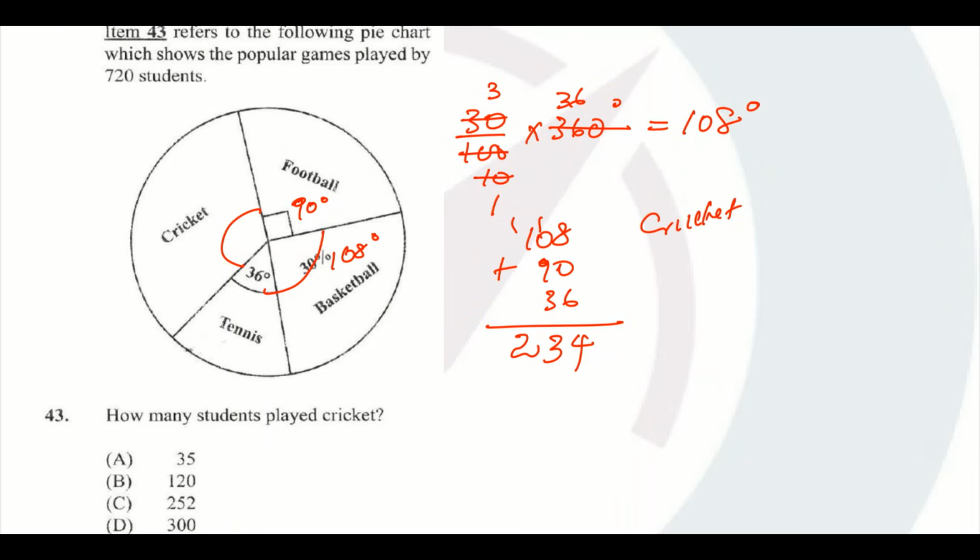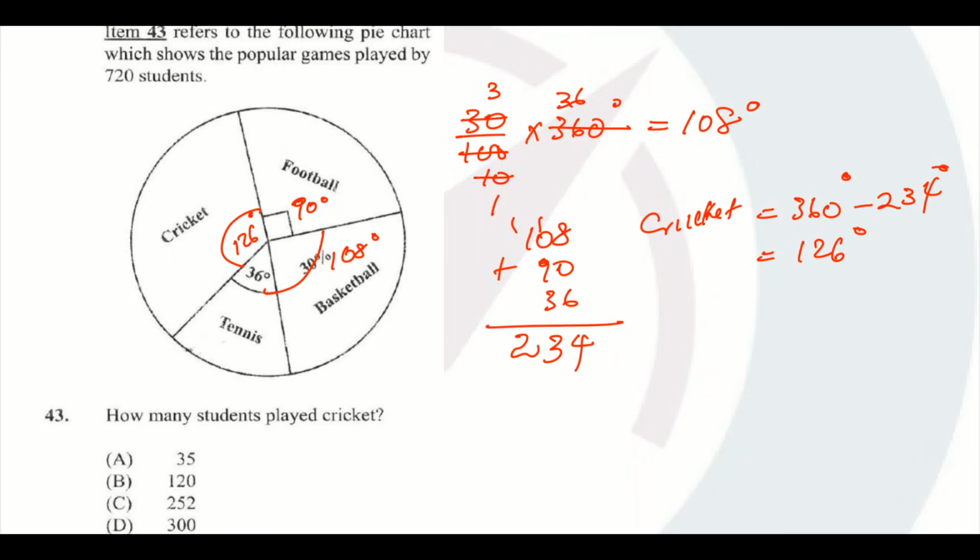This is the sum of all of these, so to find the cricket angle, we'll write 360 minus 234, so then we will get 126 degrees. And that will represent our cricket.